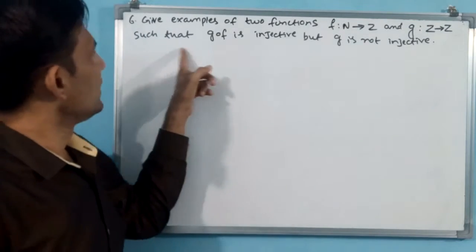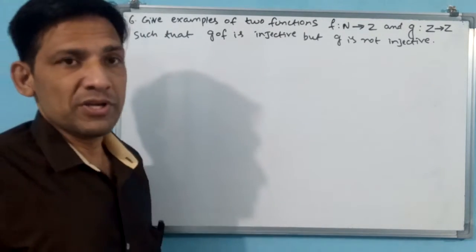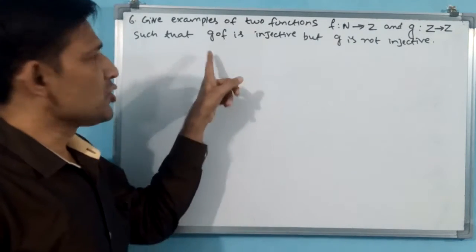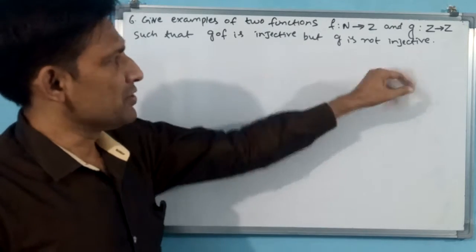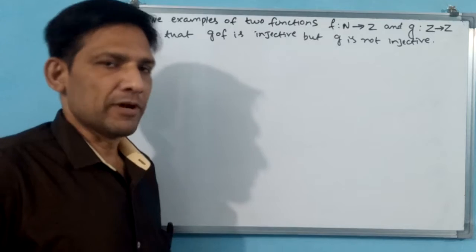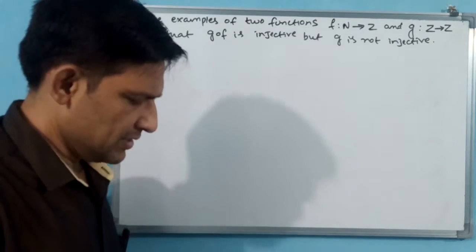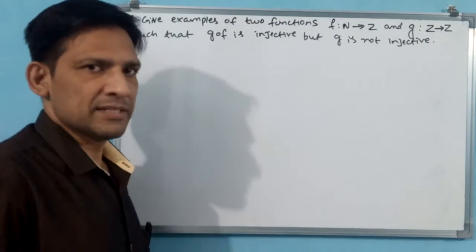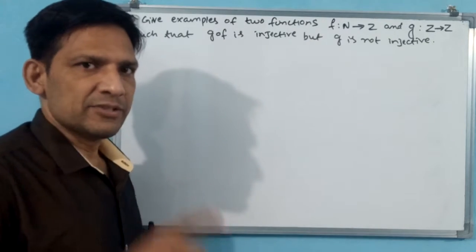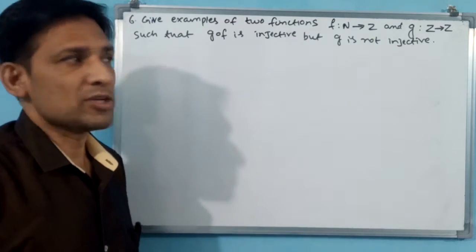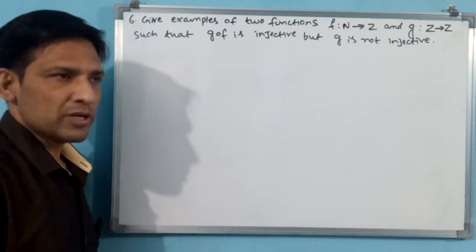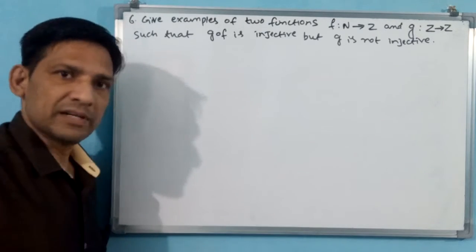Okay, now such that GOF should be injective. Injective means one-one. Here GOF function should be injective, but G is not injective. That means G function should not be one-one. Like that we have to design. See, in textbook only he has given a hint. Same hint we can apply here, but that hint you will not get in examination. In our board examination only this question will come. You have to design. If you remember the hint, okay. If you don't remember, then you have to design the function.